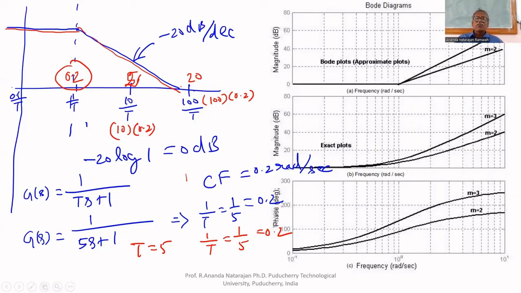Corner frequency means 1 by tau. Corner frequency means omega equal to, we are assuming that omega equal to 1 by tau. At this point, 1 by tau means tau equal to 5. 1 by 5 means 0.2. Here, omega equal to 1 by 5, that is equal to 0.2. Here, 10 by tau, that is 10 multiplied by 0.2, that is equal to 2. Here, 100 multiplied by 0.2, that is 20.